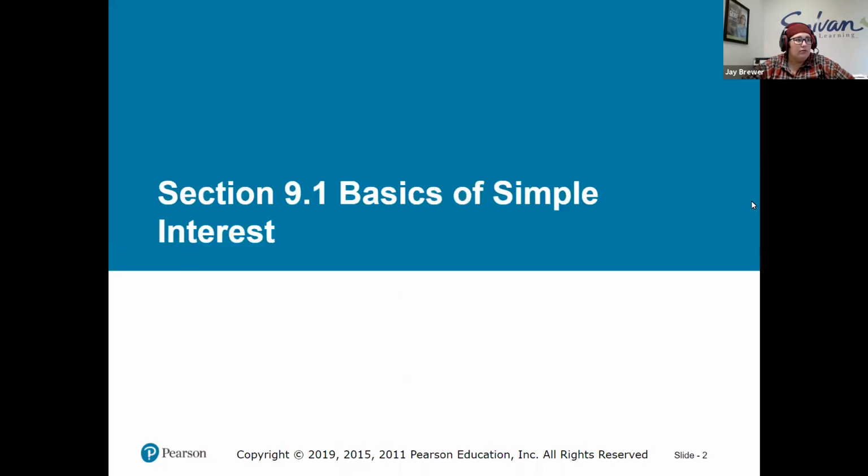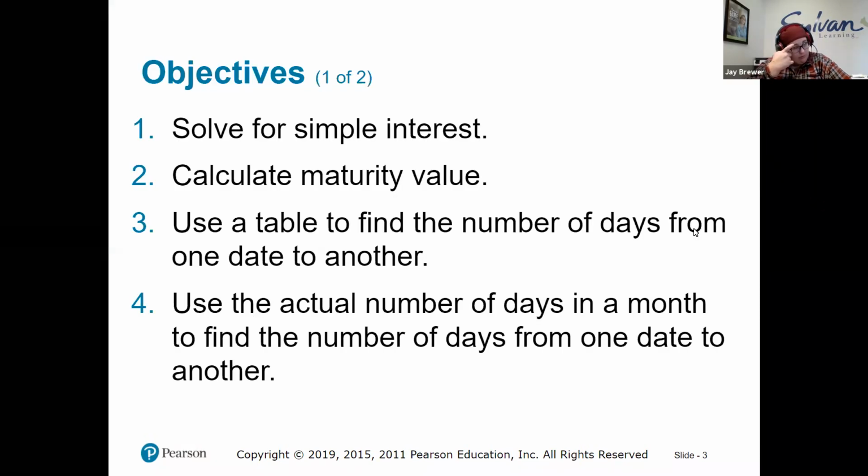Okay, so we are going to switch into chapter 9 because that is the last section we have before your exam 2. So section 9.1 is the basics of simple interest. And take a look at your objectives there. I wouldn't worry about writing them down.